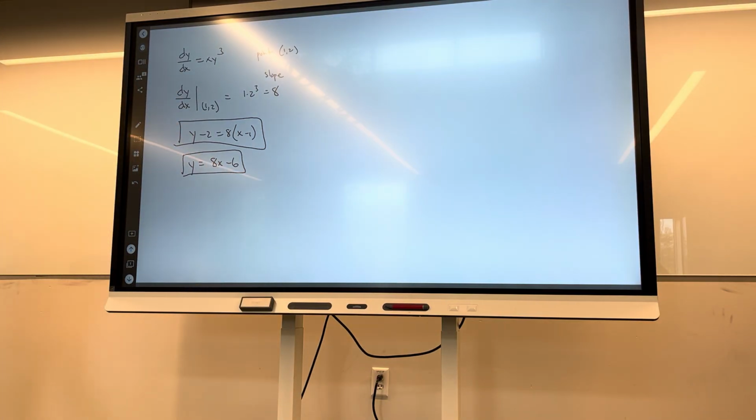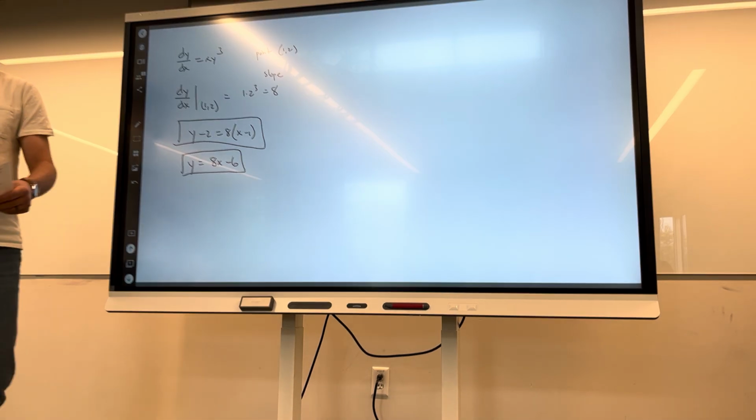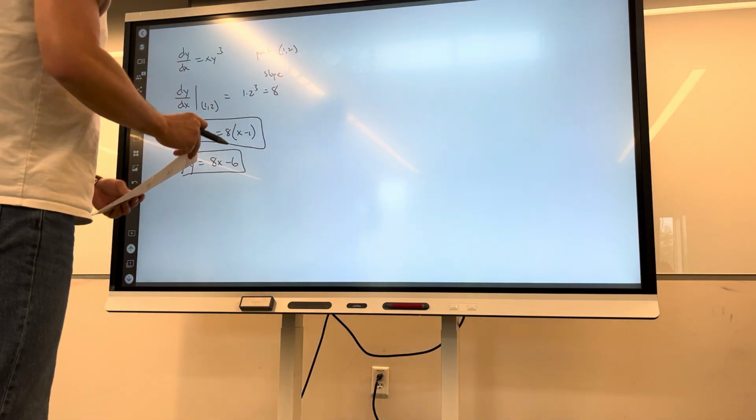That's now in slope-intercept form: y equals 8x minus 6. Where did you get this? Do you agree with the minus 6 or not? Is this the y minus f of a equals f prime of a times x minus a?